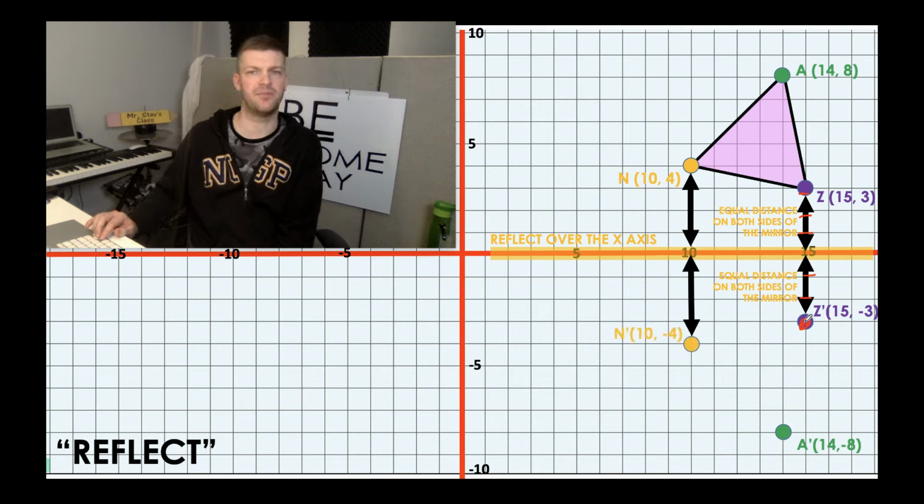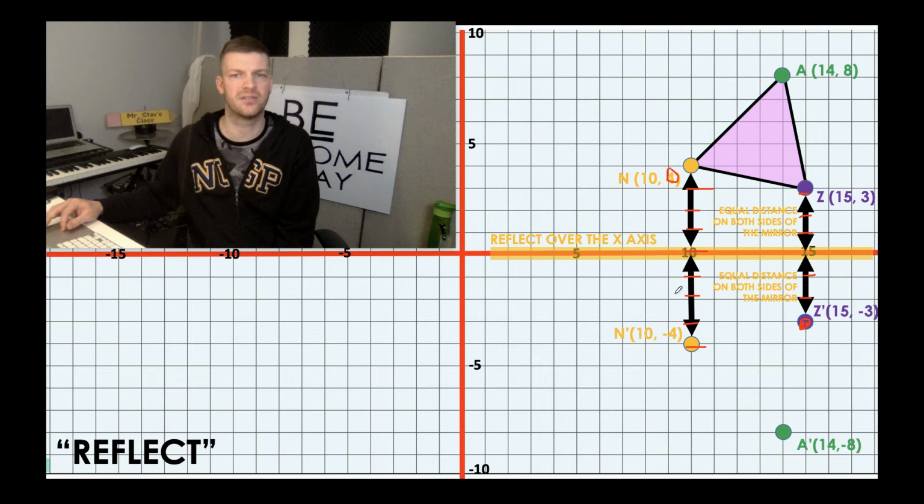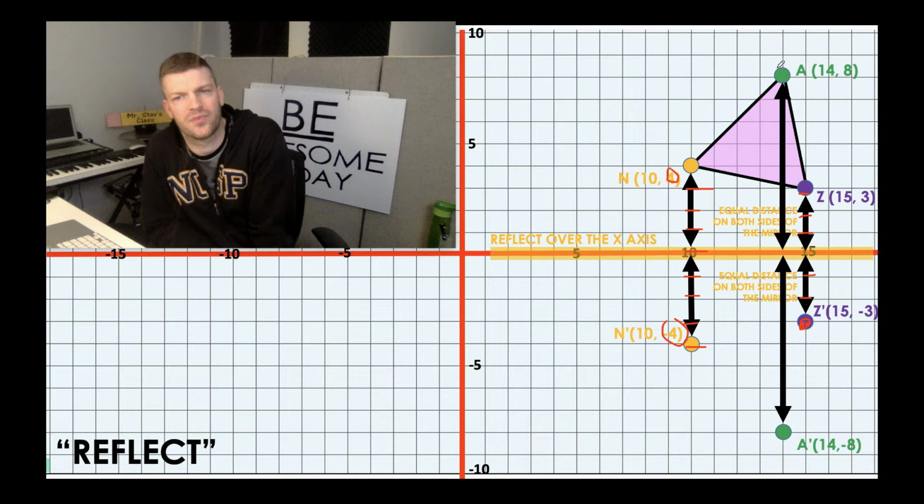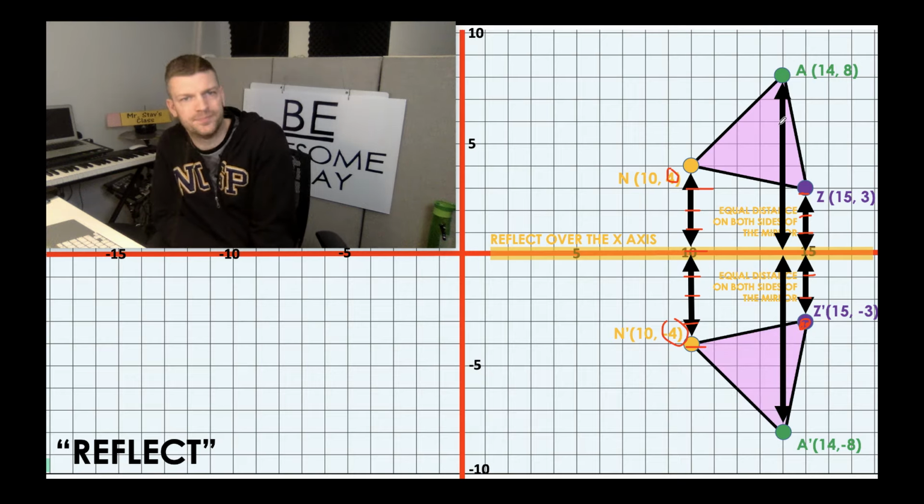So we have N prime. Okay, it's 4 units away. 1, 2, 3, 4. 1, 2, 3, 4. Okay, again, notice it's 10 to the right, and this one's still 10 to the right. So this is actually pretty easy because we could just know that this is positive 4, so this becomes negative 4. Okay, and then that last point, point A, all the ways away. Boom.